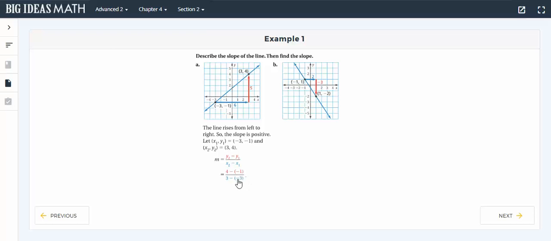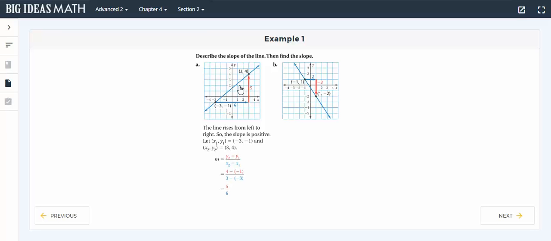So you have to keep your negatives, and then this is when we're using our integers. So your 4 minus a -1 will be 5. Your 3 minus a -3 will be 6. So your slope is 5/6 because you rise 5 and run 6.